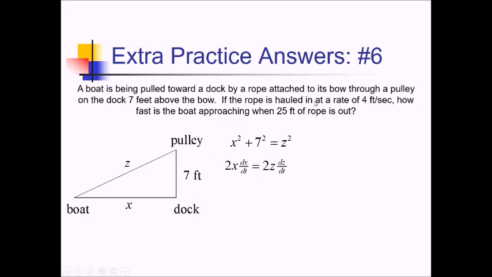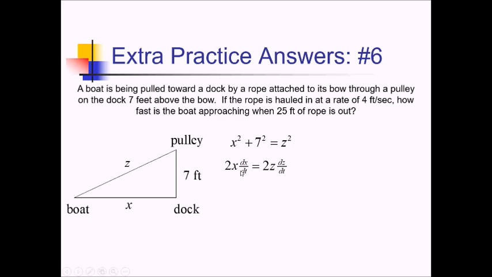The rope being hauled in at a rate of 4 feet per second. This is the rope right here, this hypotenuse. So I've got 25 feet of rope. That's this length. I've got 4 feet per second. That's how this thing is changing, and it's a negative number because the rope is being hauled in. Although I want to know how fast the boat is approaching, so, I mean, I guess two negatives could cancel each other out. But anyway, one thing I don't have is this x, and I need this x.